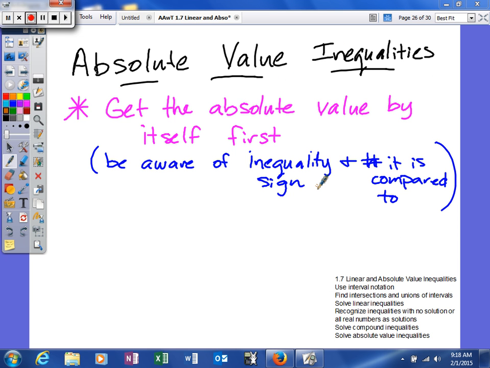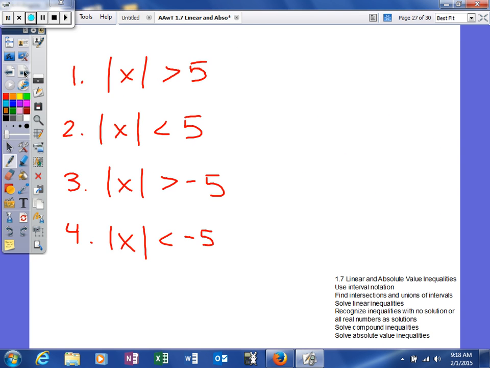This section is absolute value inequalities. One thing you need to know about these is we have to get the absolute value by itself first. Be aware of the inequality sign and the number it's compared to, because that's going to determine our answer. So we'll look at just some basics.